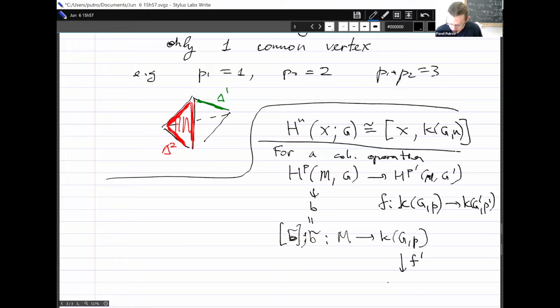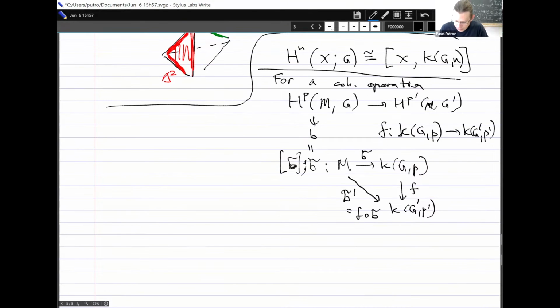So we can then use this map and compose it with this B tilde to get B tilde prime. So it's a composition. So F, there is no prime here, just F. And then, using again this correspondence above, the class of B tilde, this map B tilde prime comes out as a class in this cohomology HP prime with coefficient G prime, right?